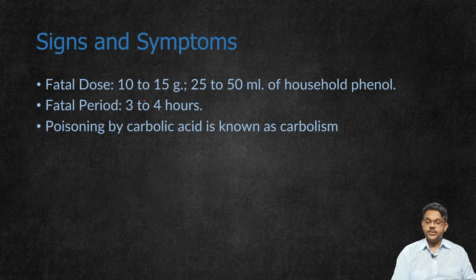Coming to the fatal dose, about 10 to 15 grams of carbolic acid crystals is fatal, or 20 to 50 ml of the household poison which is used for cleaning purposes. 25 to 50 ml is fatal. The fatal period is about 3 to 4 hours. Poisoning by carbolic acid is called carbolism.